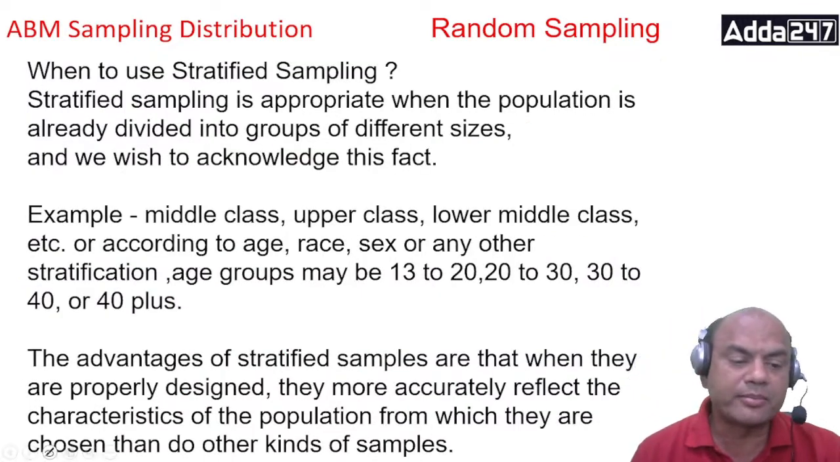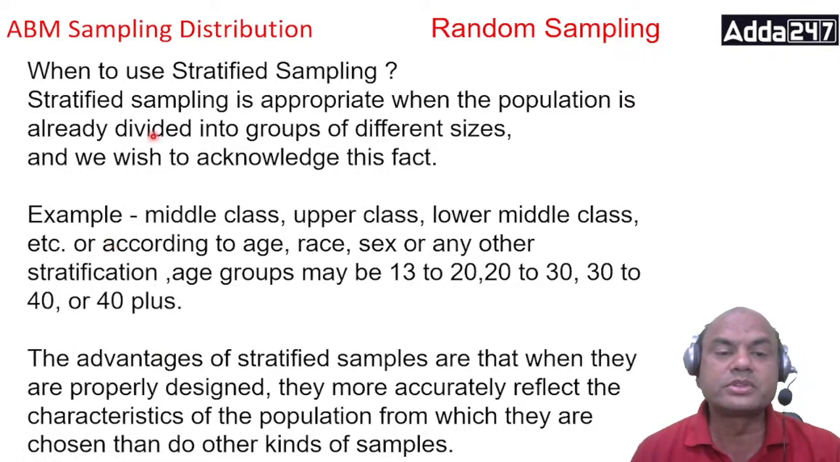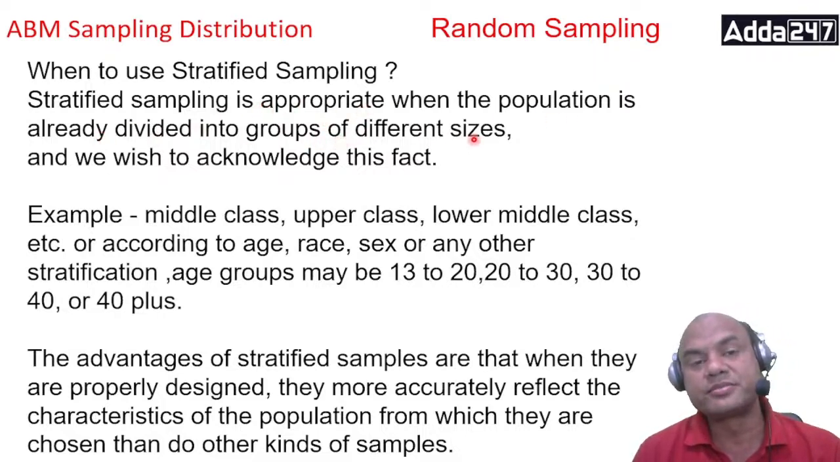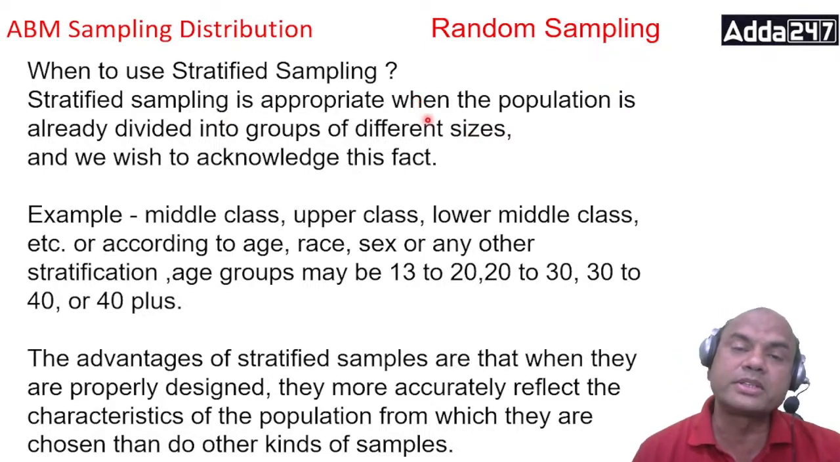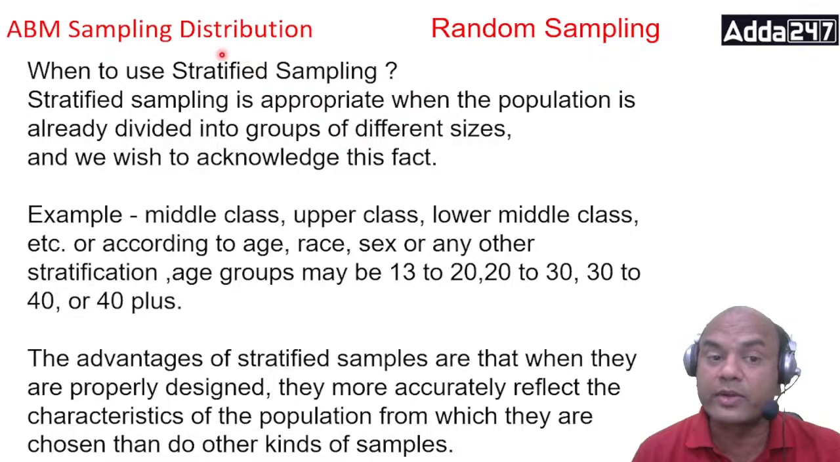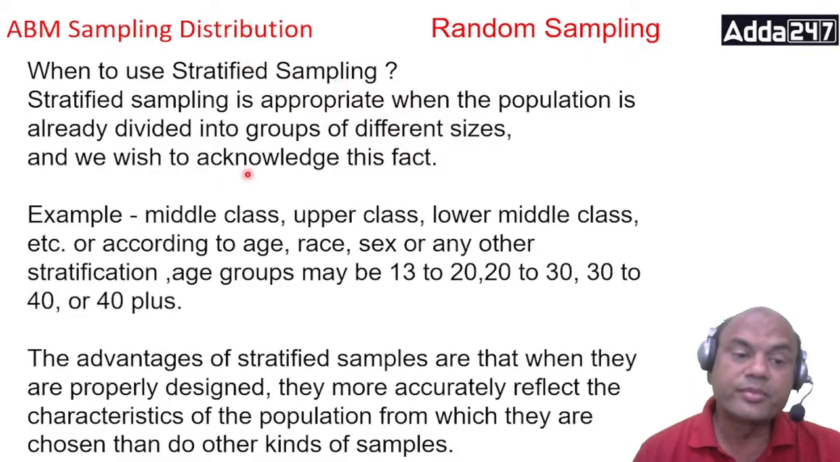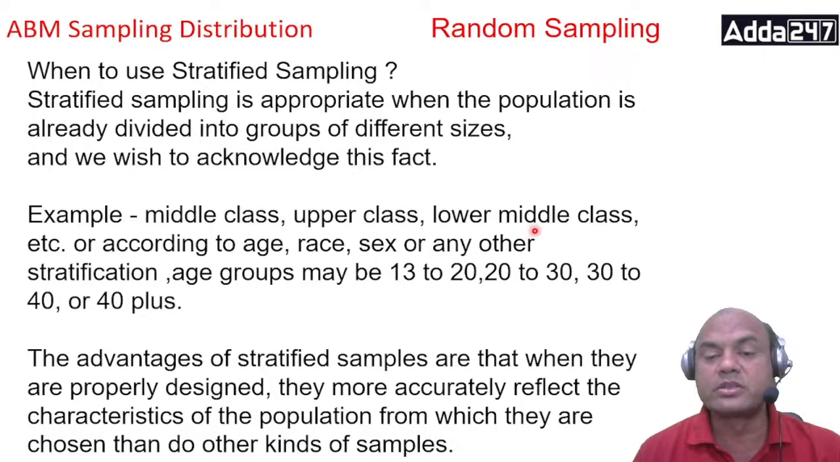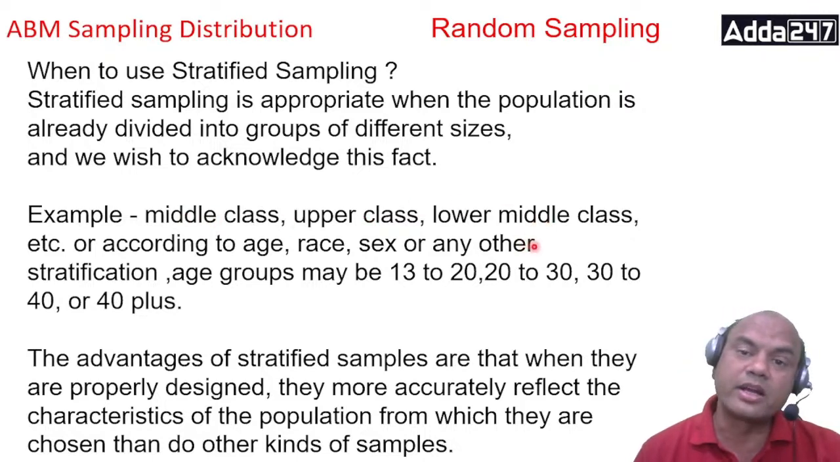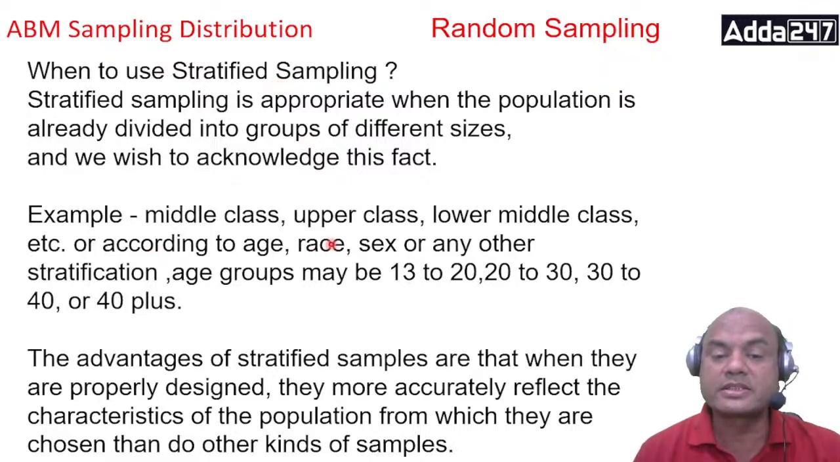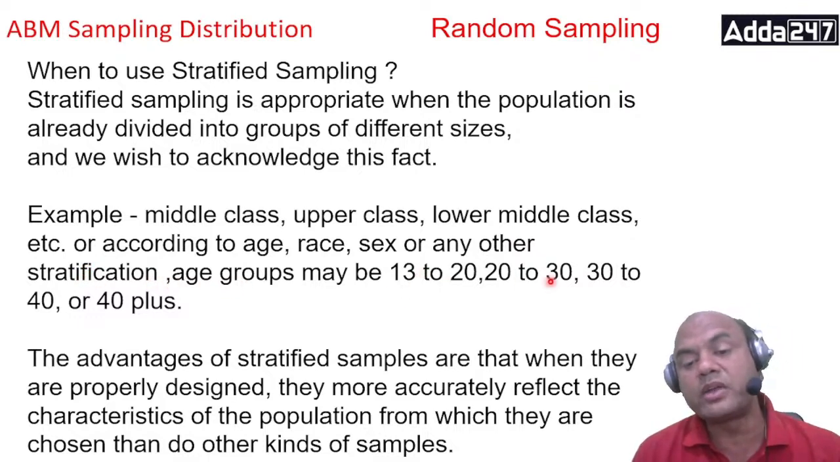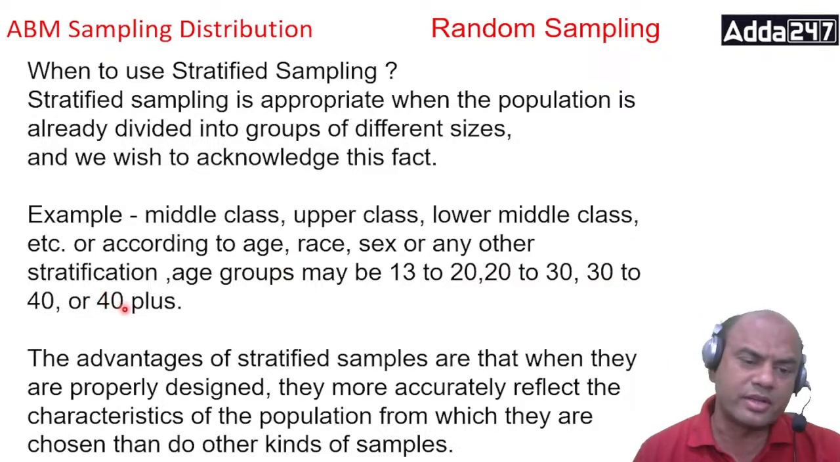When to use stratified sampling? When do you use this? Stratified sampling is appropriate when the population is already divided into different strata. Means already I have divided 40 to 50% marks, 50 to 60 I have divided. Then stratified sampling is useful. Example, middle class, upper class, lower middle class. So I have divided this already. So then stratified sampling is of use. According to age, race, gender or any other stratification, age groups may be 13 to 20, 20 to 30, 30 to 40 and so on, right?